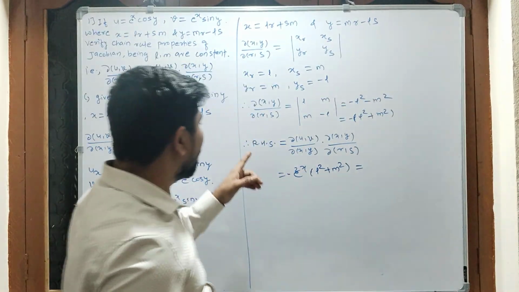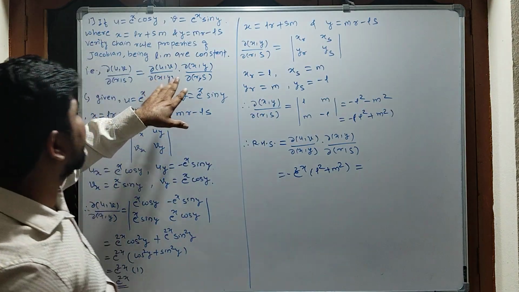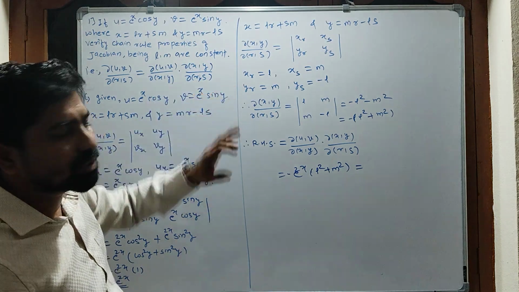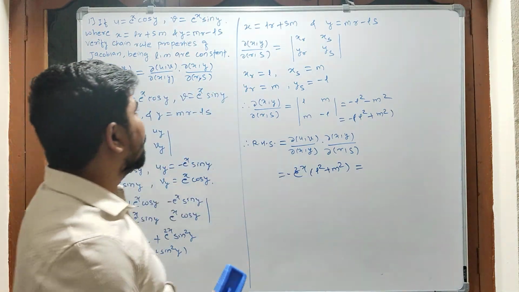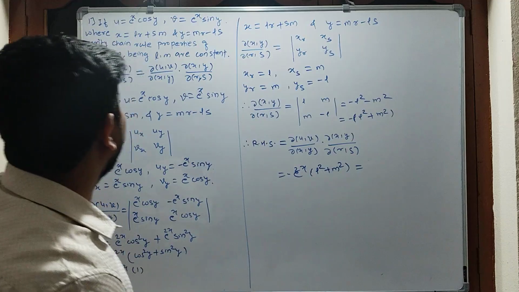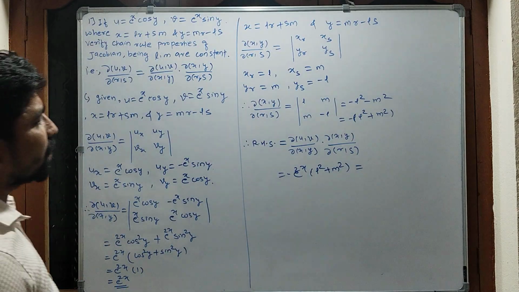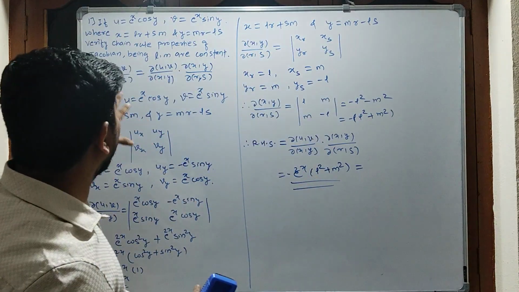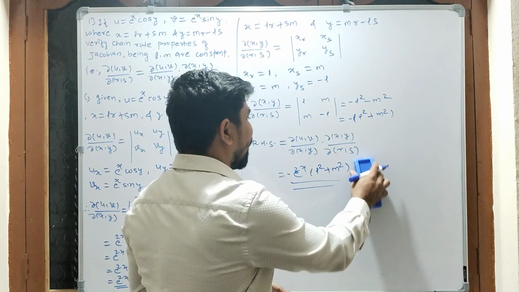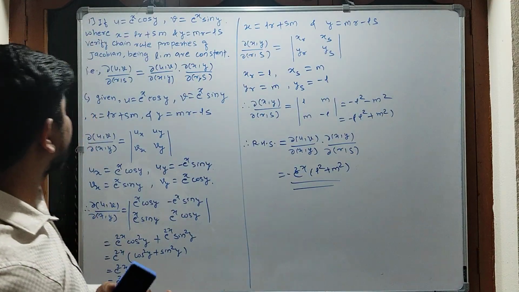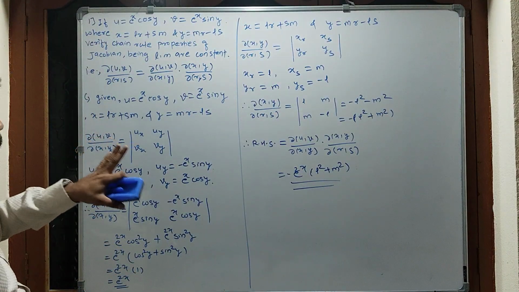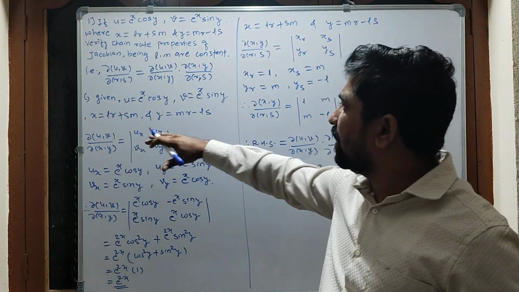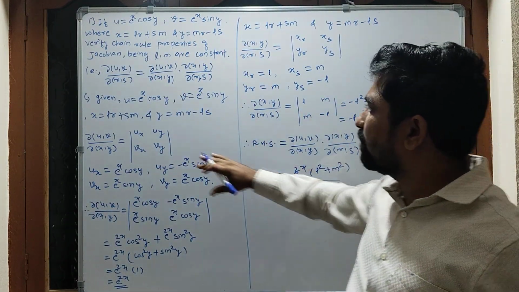This is my right hand side: the Jacobian of u v with respect to x y into the Jacobian of x y with respect to r s. Somewhere I will write my right hand side. Now I want to show my left hand side is also equal to this quantity. So after that I will start writing the answer again from this step.